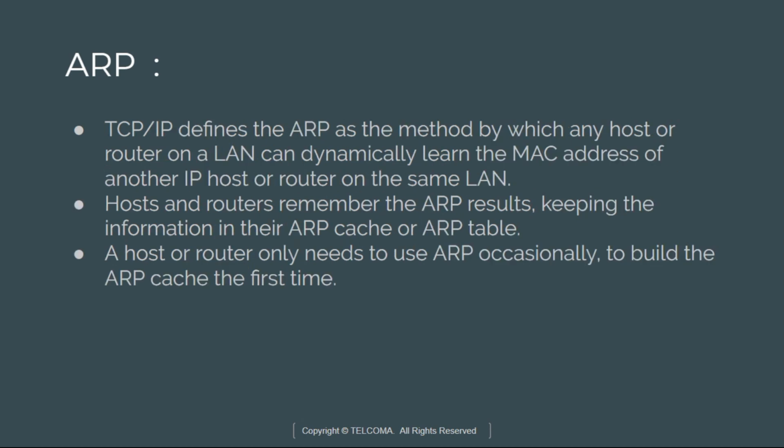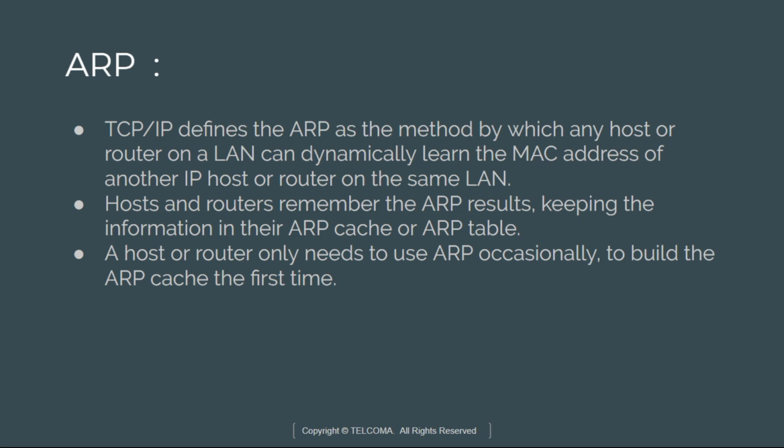TCP/IP defines Address Resolution Protocol as a method by which any host or router on a LAN can dynamically learn the MAC address of another IP host or router on the same LAN. ARP defines a protocol that includes the request, which is the ARP request, and this ARP request is basically a message. ARP also defines the ARP reply message, which lists both the original IP address and the matching MAC address. ARP also defines how hosts and routers remember the ARP results, keeping the information in the cache or table.